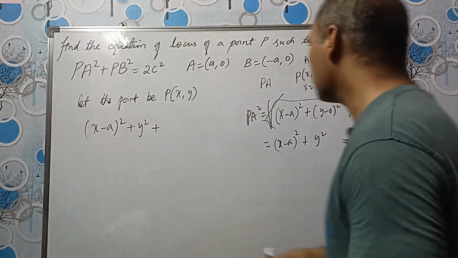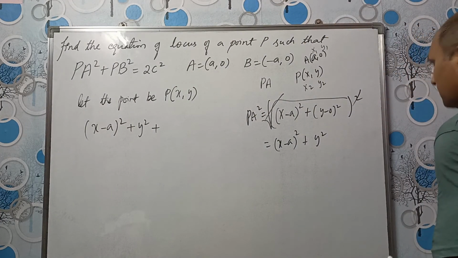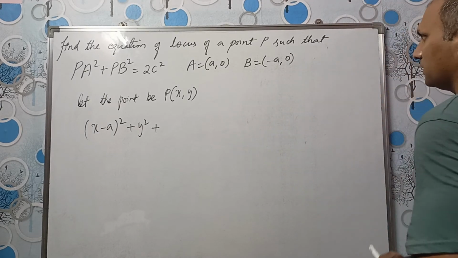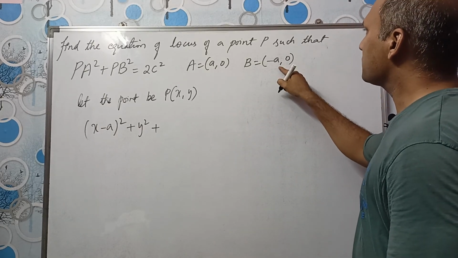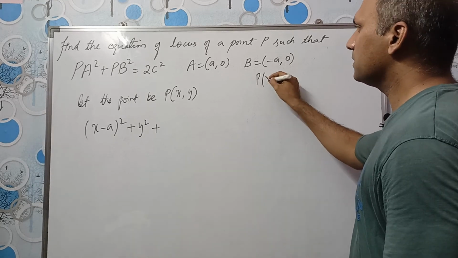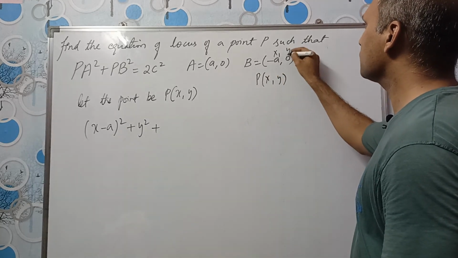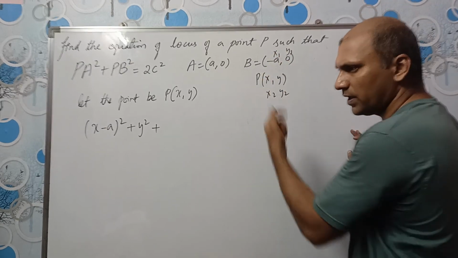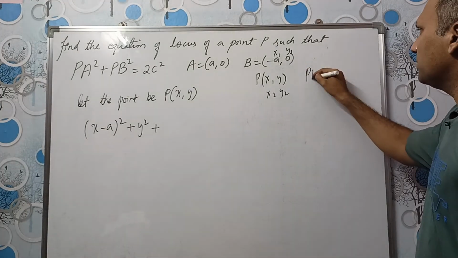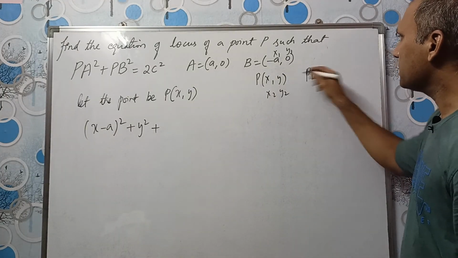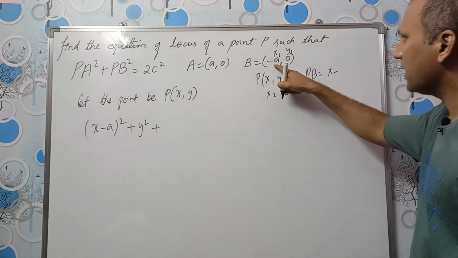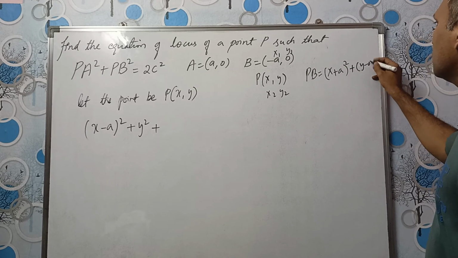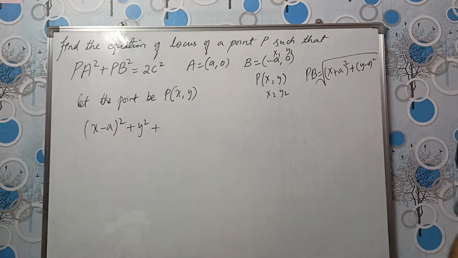Okay, let us write PB square down. B is minus a comma 0 and P is x comma y. If you take this as x1 y1, this as x2 y2, or you can take this as x2 y2, this as x1 y1, it will make no difference. What will be PB now? x2 minus x1, that is x minus of minus a, will become x plus a whole square, plus y minus 0 whole square. This is PB under root.